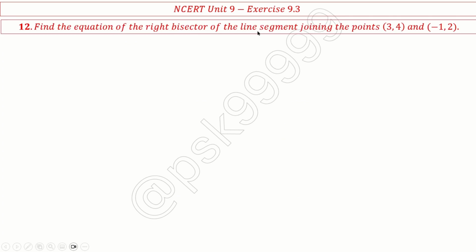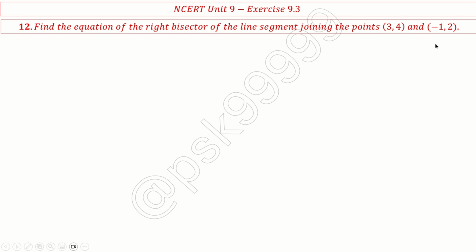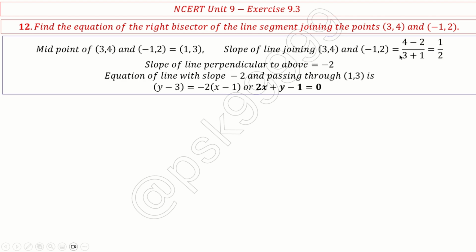Find the equation of right bisector of the line segment joining the points. Okay, you need the right bisector. Okay, what is the right bisector? It passes through the midpoint and is perpendicular to this given line. So 3 comma 4 and minus 1 comma 2, the slope of this one is 1 by 2. Slope of the line perpendicular to above will be then minus 2, right, because it's perpendicular. So minus 2 is the slope, and this line is passing through the midpoint, which is nothing but 3 minus 1 by 2, that is 1, and 4 plus 2, 6 by 2, which is 3. Okay, so 1 comma 3 it is going through. So this is the line equation.